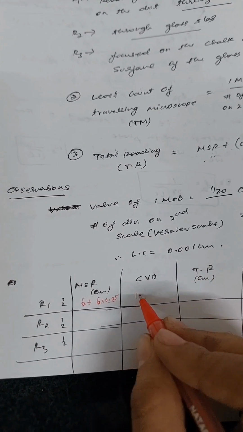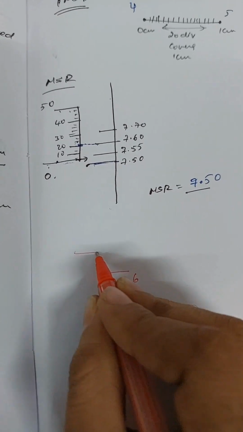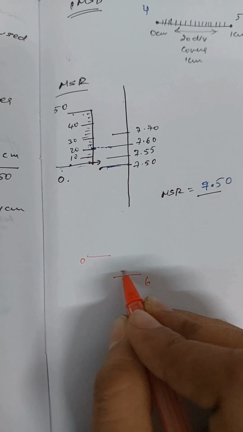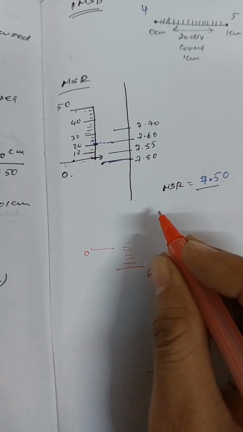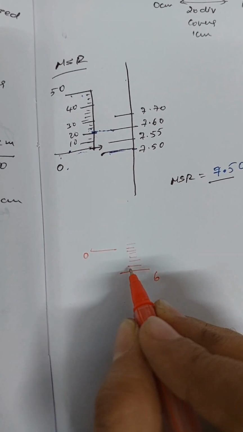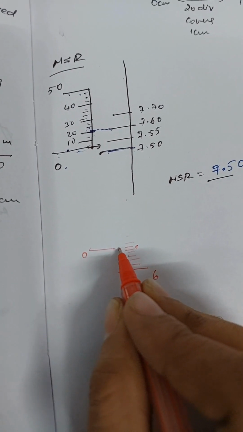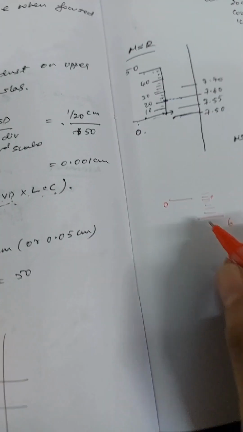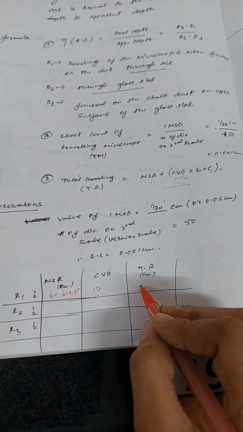So that would be my MSR value. Now from the approximate method, CVD I'll write as 10. Why? Because this was 6 and this was the 0 of the vernier calipers, and we just saw this was 1, 2, 3, 4, 5, 6, 7 and so on. So the 0 of the vernier calipers was just above the 6th division. So maybe this was the case. That's why I'm writing 10. Now the total value we can calculate using this formula and you will get the total reading.